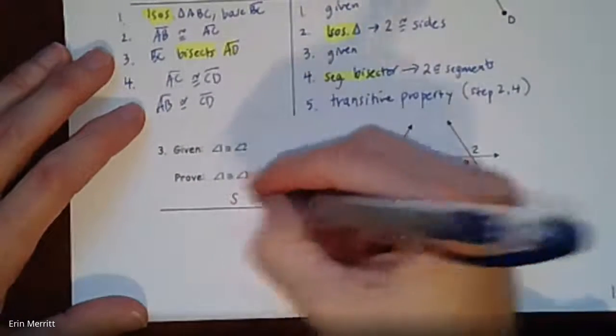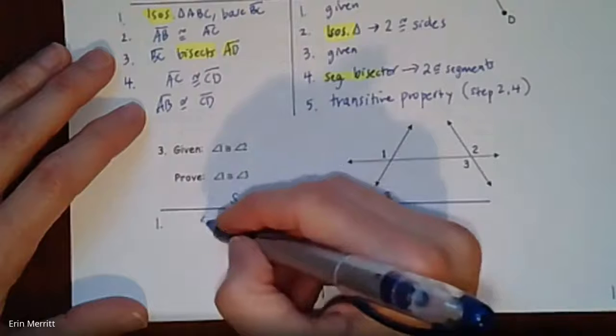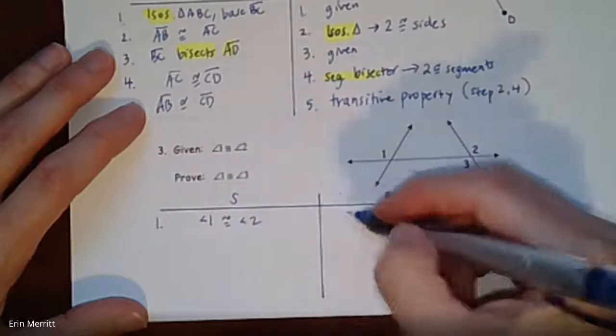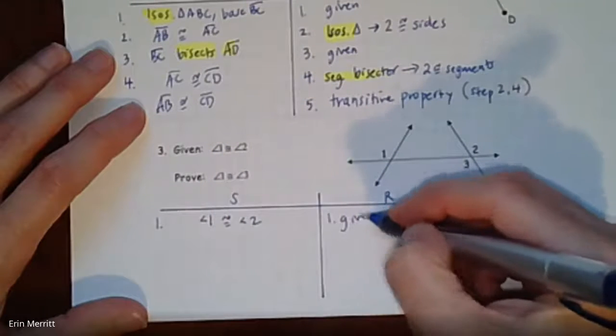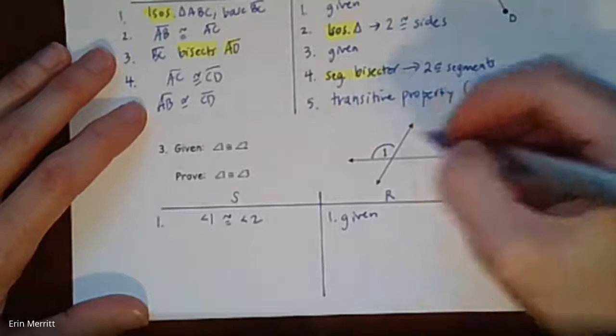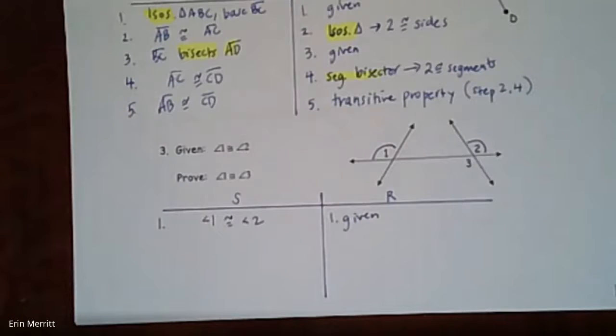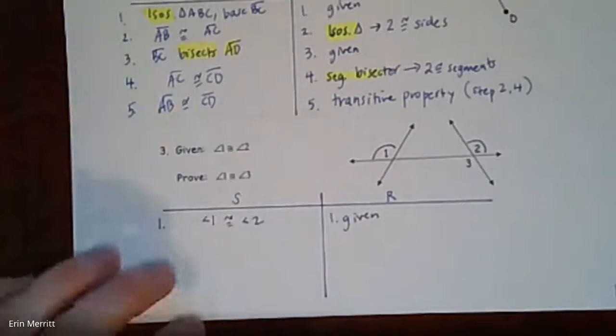We've got statements, reasons. Angle 1 is congruent to angle 2. That's the only given that we've got here. And if you notice, there's no vocab word. They're just telling you they're congruent. So go ahead and mark it in the picture. 1 is congruent to 2. So if there's no vocab term, there's no step that follows that from step 1, and there's nothing else given.